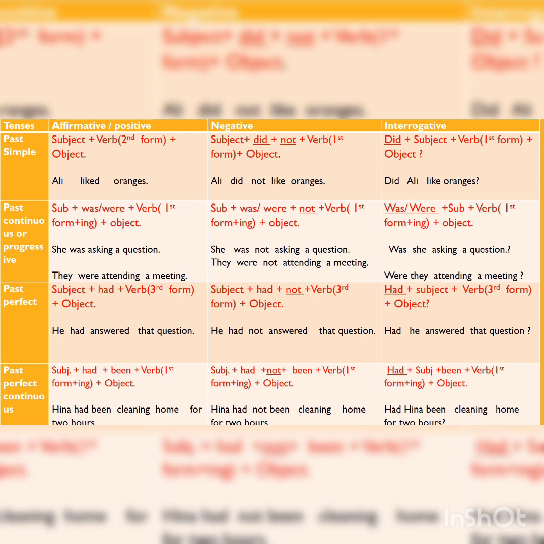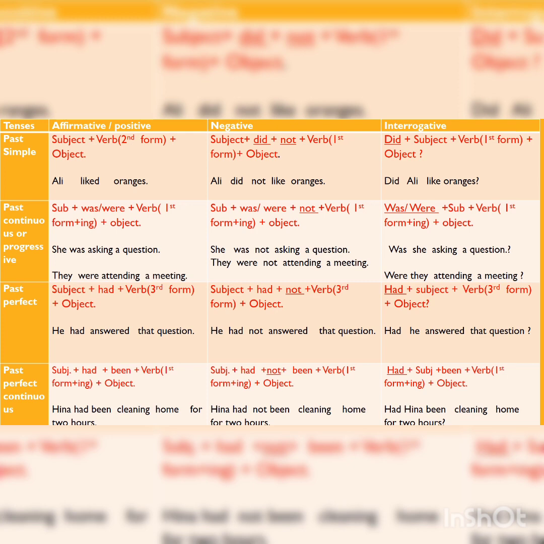And the last aspect is the past perfect continuous. So here the structure for the affirmative sentence is subject plus had plus been plus first form of verb plus ing plus object. For example, Hina had been cleaning home for 2 hours.